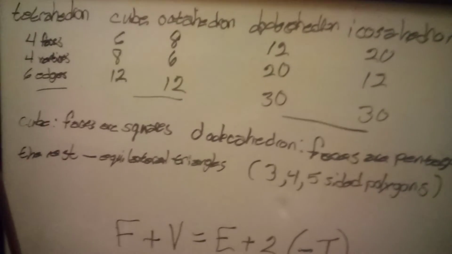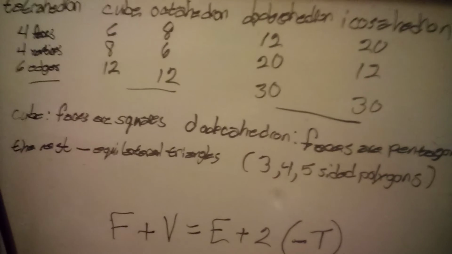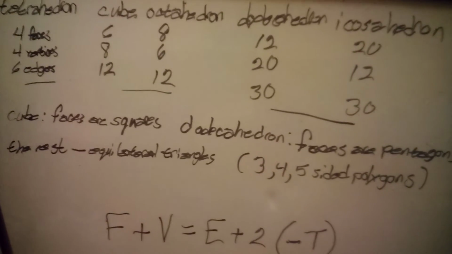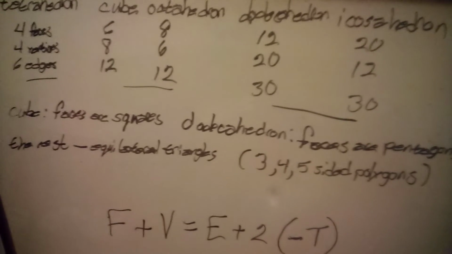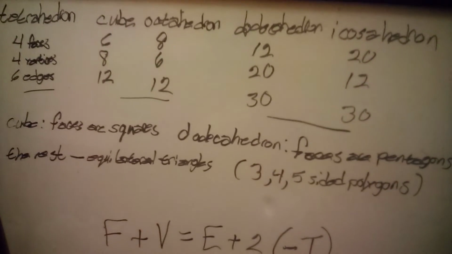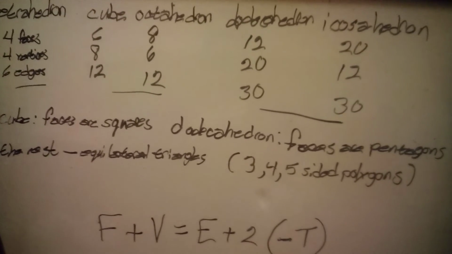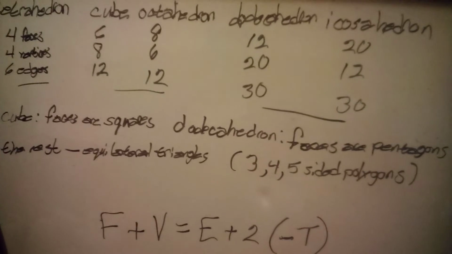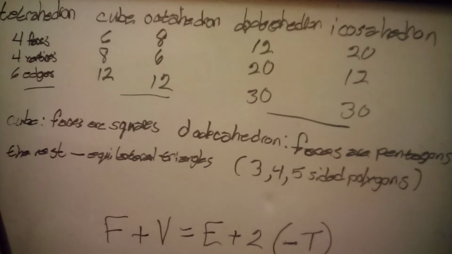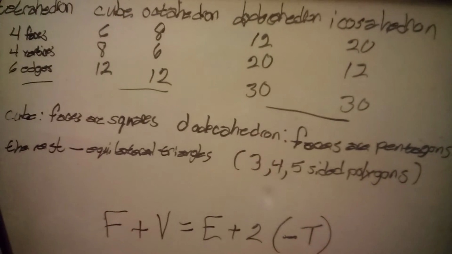Okay, this is about regular polyhedra with regular polygons as faces. There are exactly five regular polyhedra, no more, no less, that could be constructed with each face being a regular polygon. There's the tetrahedron, the cube, the octahedron, the dodecahedron, and the icosahedron.